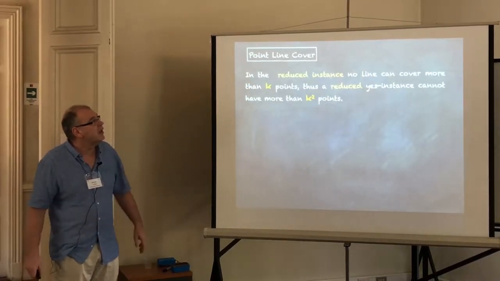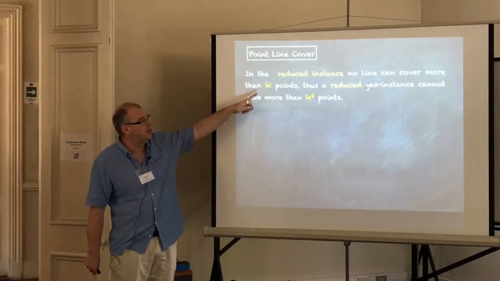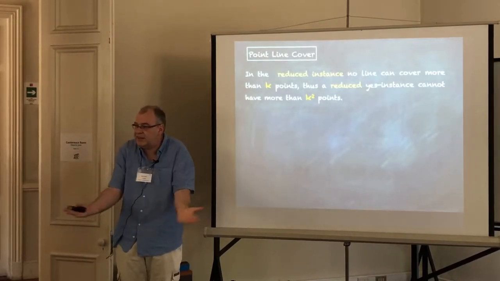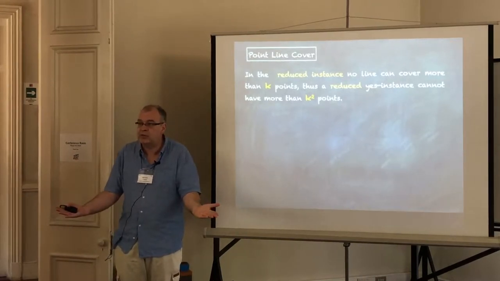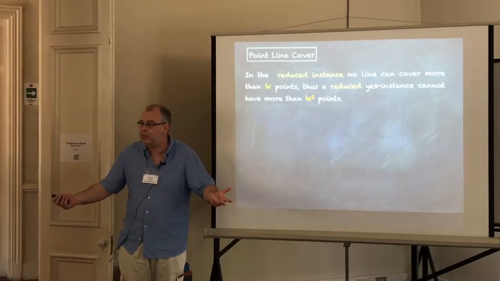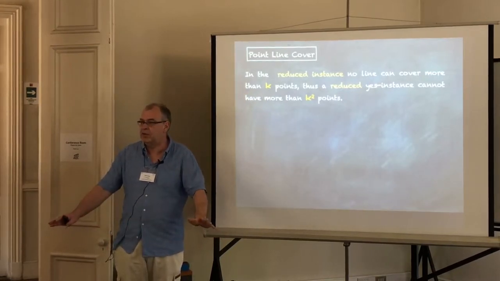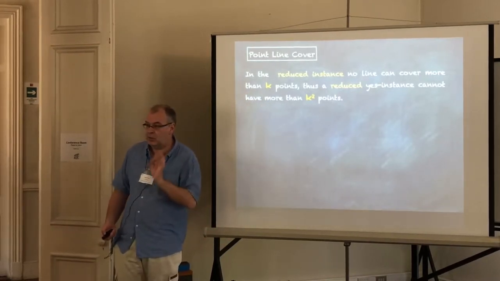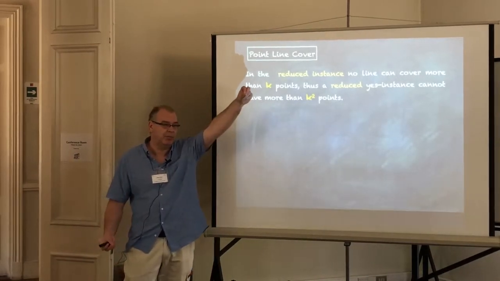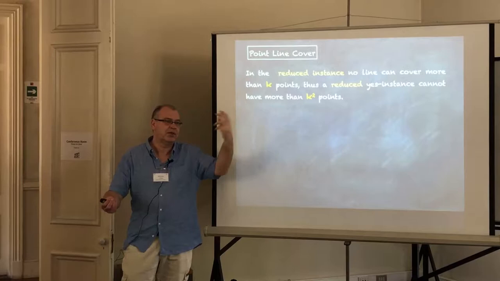Okay, let's see. So in this instance, there's no line which can cover more than k points. And what does it mean? That if I have a yes instance, this yes instance should contain at most k square points. Right? Every line now can cover... So if I have more than k square points, and if my instance is irreducible, I just say no, right? Otherwise, I have at most k square points, because every line covers at most k points now. And I know that a yes instance should contain at most k lines. So k times k is k square.